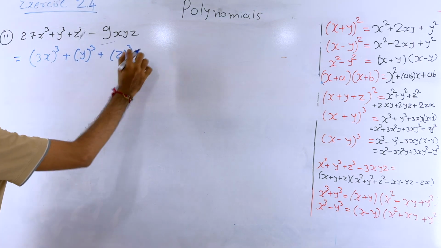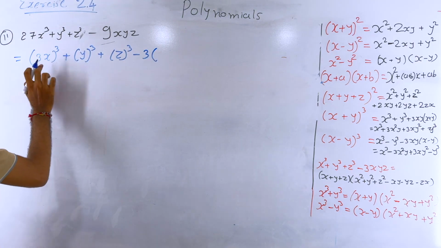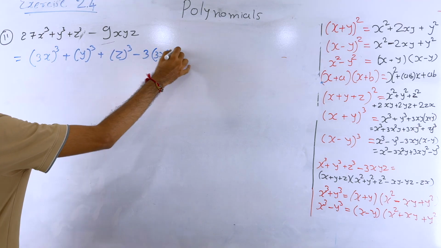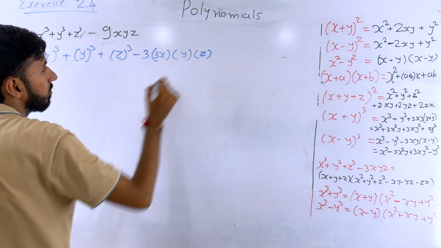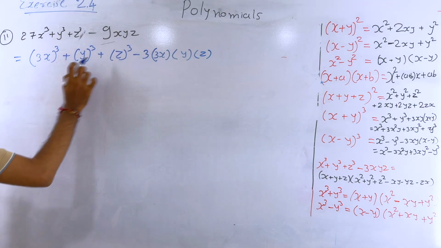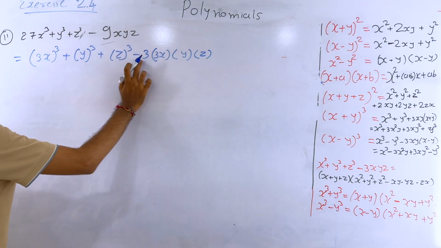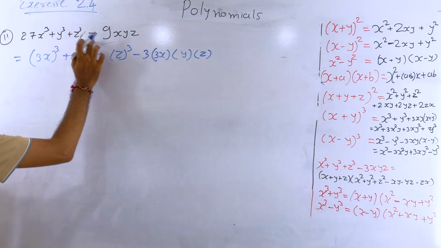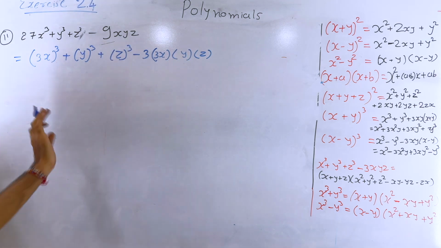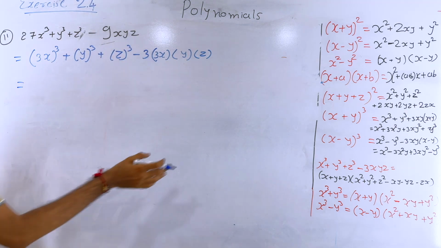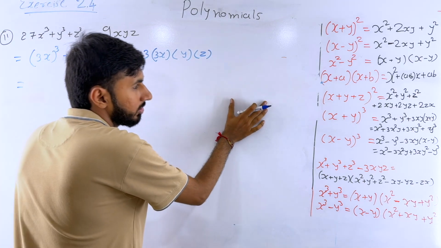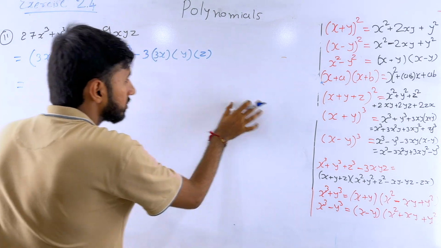So the minus sign as it is, I have to write 3x, that means the first term, y, that means the second term, and z, that means the third term, right? Now compare it with your question. Minus 3 multiplied by 3 is minus 9xyz. So we don't have to worry about anything. Now just write your answer, and mention that this identity is used in this question.